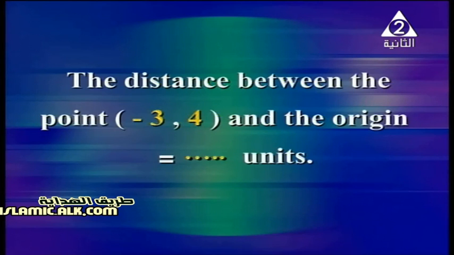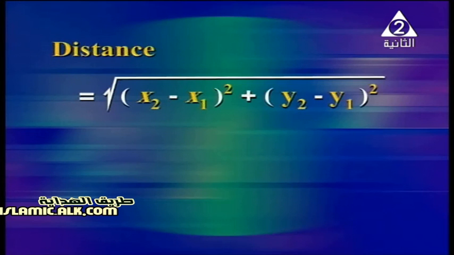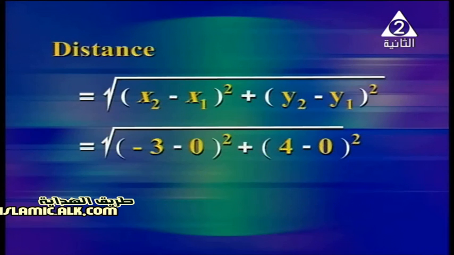The distance between the point (-3, 4) and the origin equals how many units? At the very beginning, you are going to notice that we can find the distance by the following rule, which says distance equals the square root of (x2 minus x1) all to the power of 2 plus (y2 minus y1) all to the power of 2. So it is equal to the square root of (-3 minus 0) all to the power of 2 plus (4 minus 0) all to the power of 2.